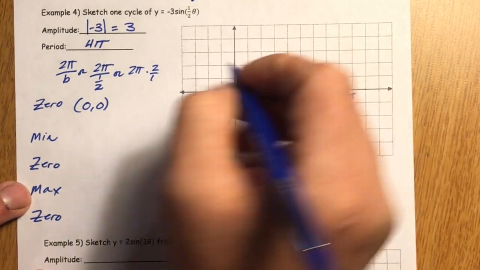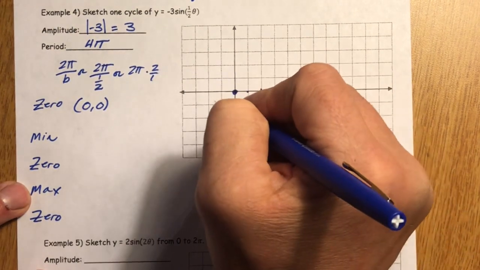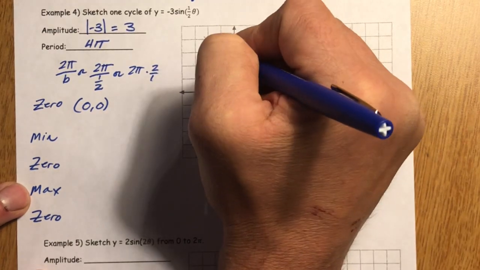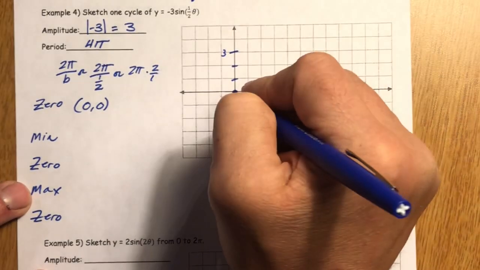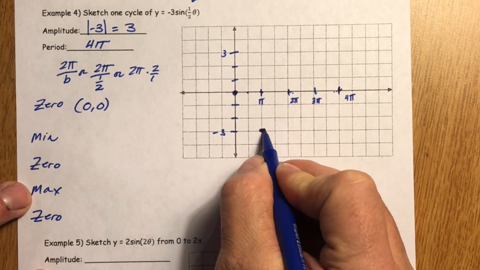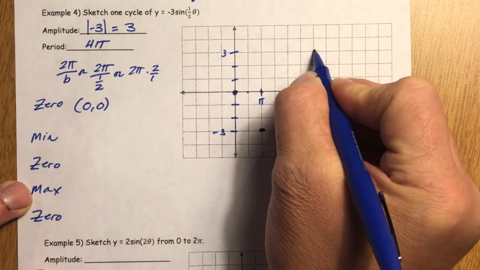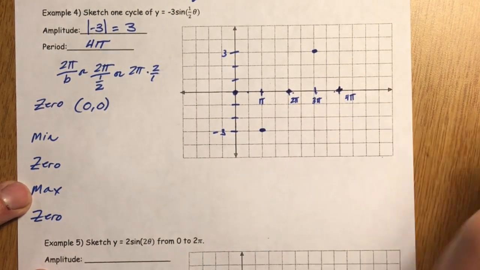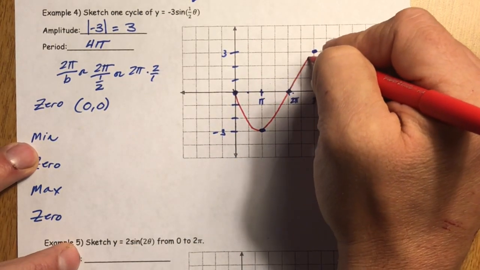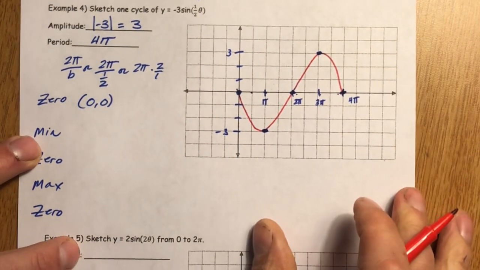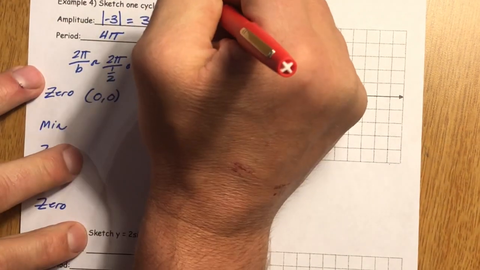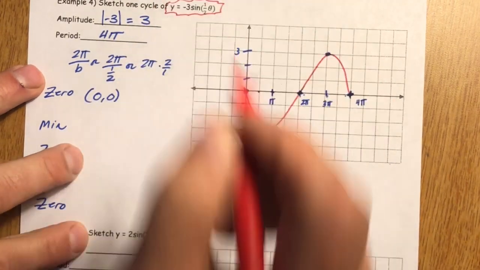Okay, so my amplitude is 3. So we're going to go 1, 2, this is -3, and 1, 2, +3. Okay, all right, so here we go. Go down over to pi, down to -3, 0, max, and then back down to 0 again. You guys get to use your art skills a little bit, and there you go. That is the graph of that equation right there.